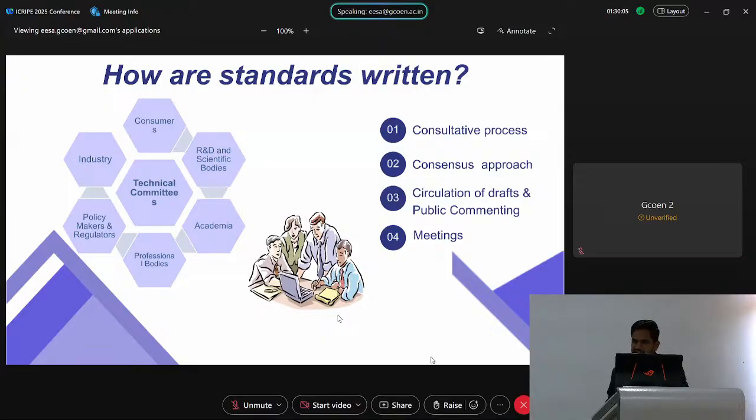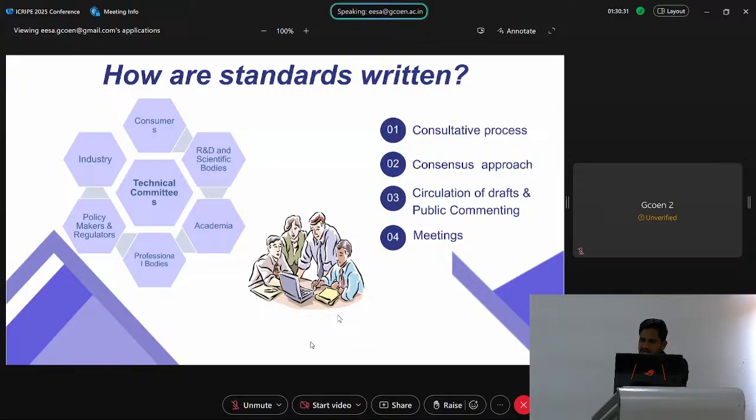The first one is the consultative process. We take input from each and everyone who is involved, who is affected by that standard. Then a consensus approach is used. Consensus approach means any parameter, any requirement mentioned in the standard is with consultation from all the parties involved, and there is no sustained opposition from any party involved in the process of standard making.